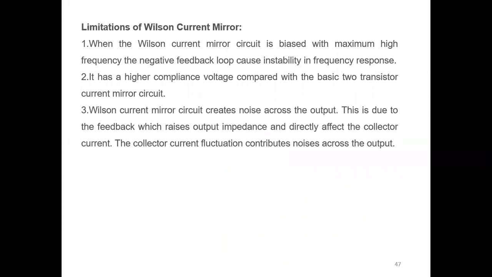So these are the limitations of the Wilson circuit. This circuit has a high-frequency negative feedback loop, and compared to the basic transistor circuit, it uses a higher compliance voltage. Also it creates noise across the output. These are the main limitations of the Wilson current mirror circuit.